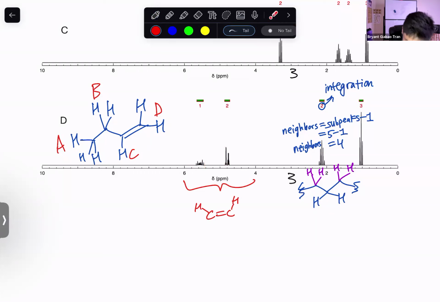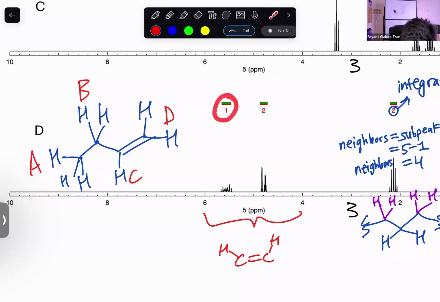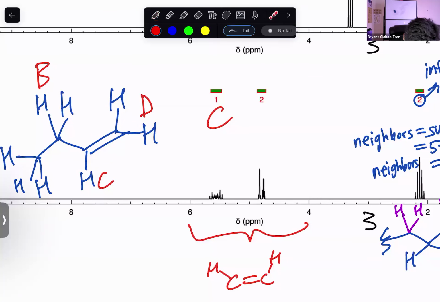To figure it out, look at the integration here. This integration shows 1, which is going to be C, because there's only 1 C hydrogen. This is going to be D because there are 2 D hydrogens, right?